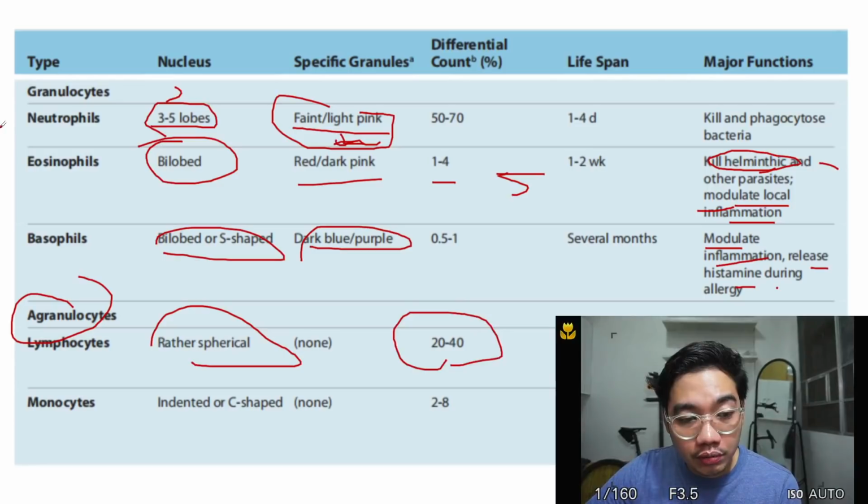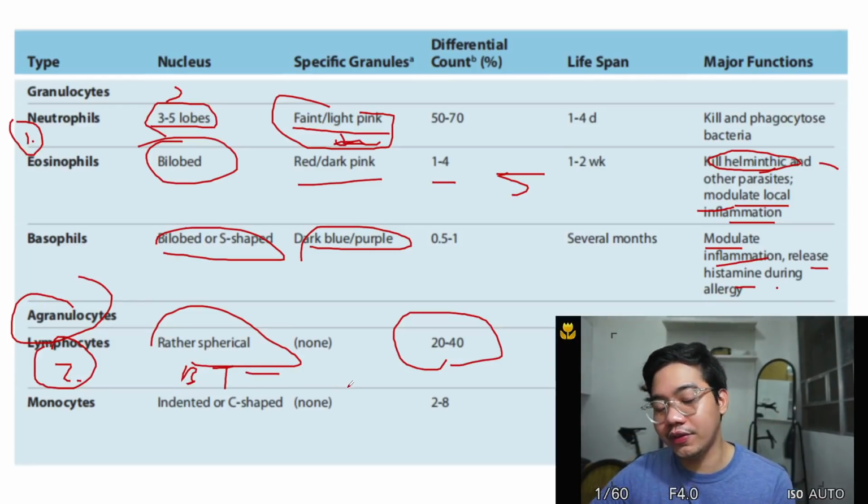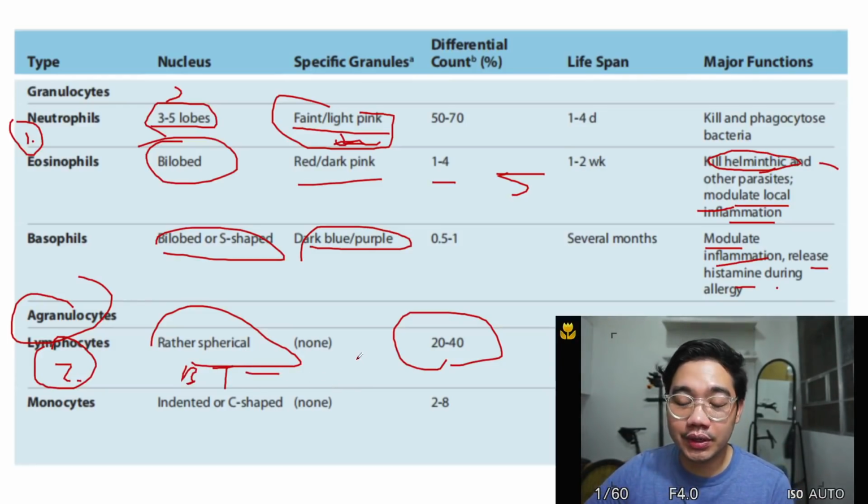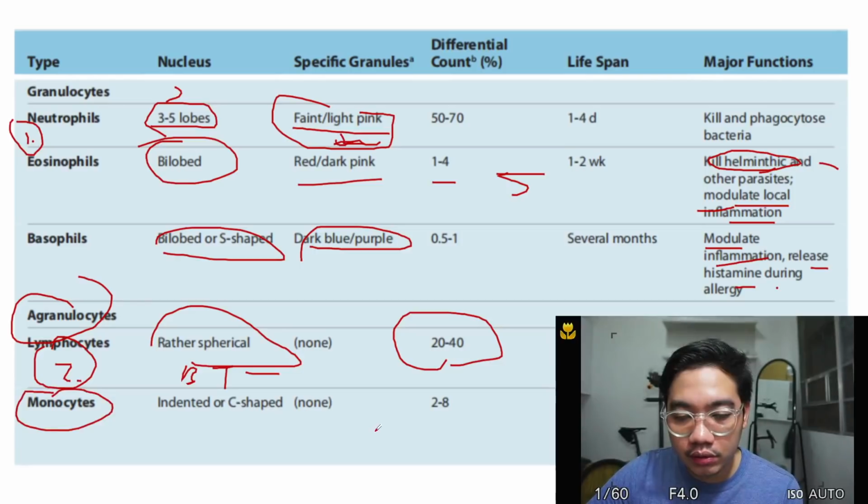So the most common is your neutrophils, and then the second most common is your lymphocytes, no? Irregardless if B or T. We need a flow cytometer to know if it's B or T, but for the most part, lymphocytes are second. They are effectors and regulatory cells for active immunity. And then your monocytes, no?